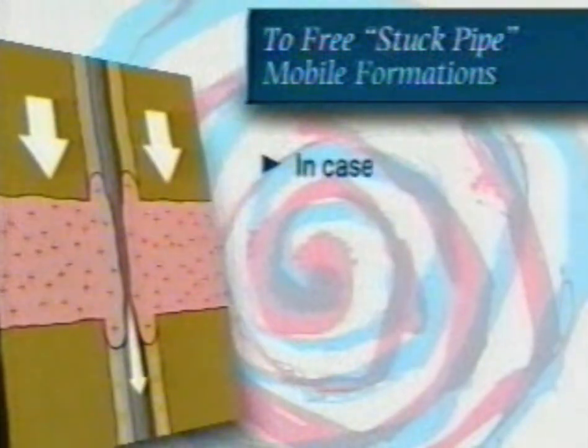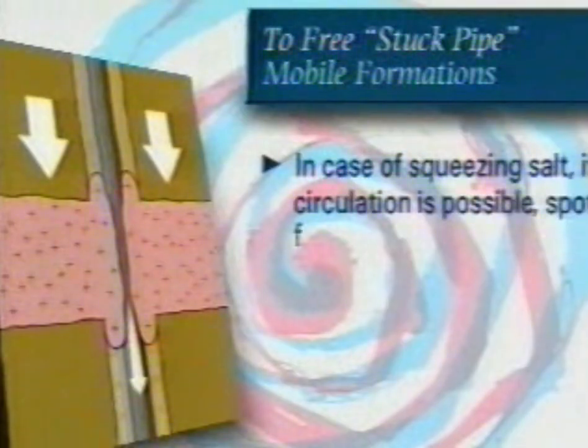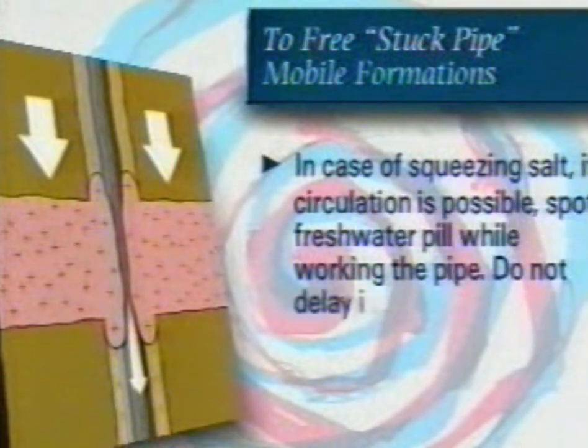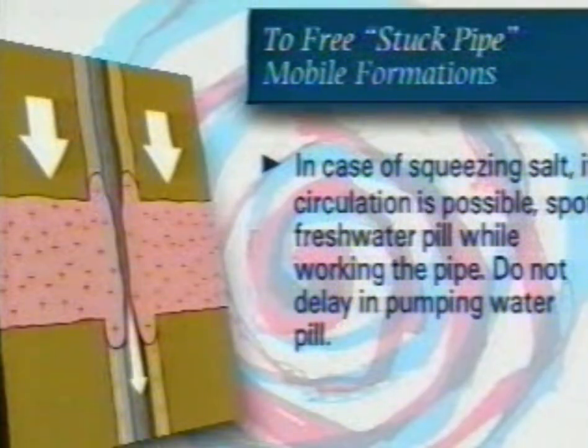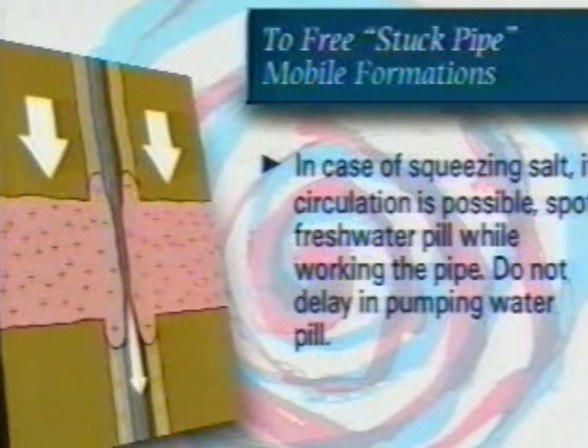In the case of squeezing salt, if circulation is possible, spot a freshwater pill while working the pipe. Do not delay in pumping the pill. Water pills should be large enough to cover the stuck point with 3 cubic meters left in the string. In oil-based systems, pump a water detergent spacer ahead of the pill. Maintain maximum pull on the pipe while the pill is circulated.